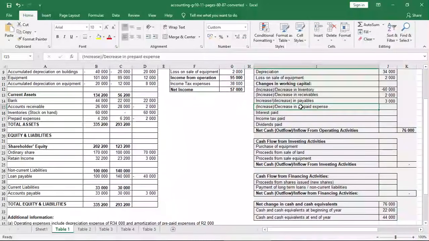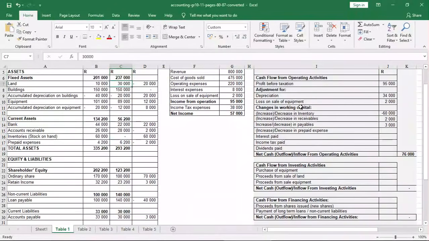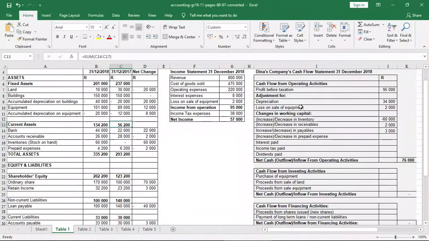With the prepaid expense, I saw that we have it. If you go to your current assets, we have the amount here, prepaid expense. At the end of the last period, it was 6,200, and at the end of this period, it's 4,200. So it has decreased. Remember what prepaid expense is? Prepaid expense is expenses that you paid in advance, so it's still an asset.